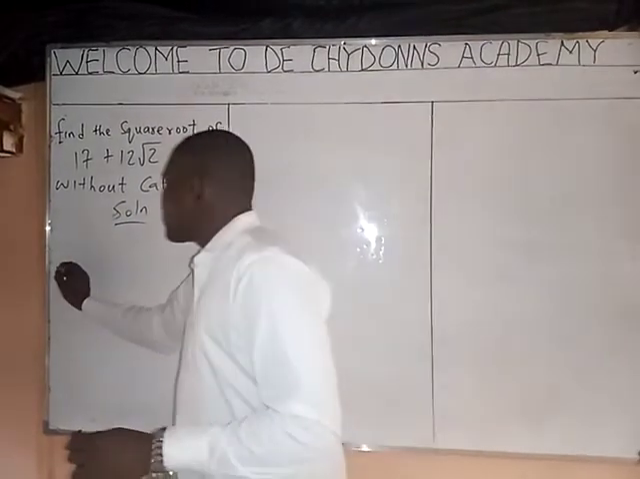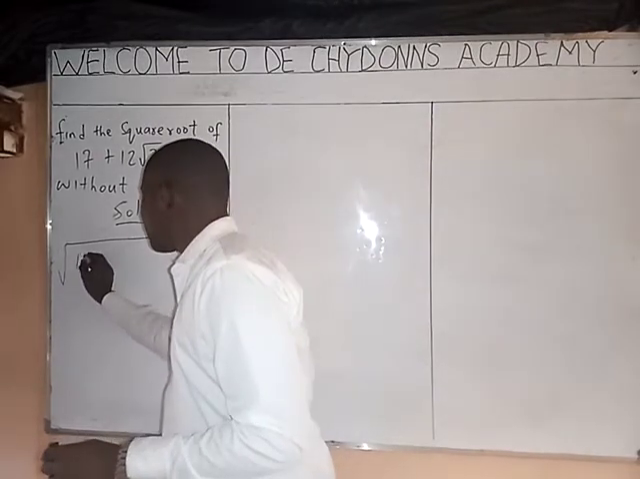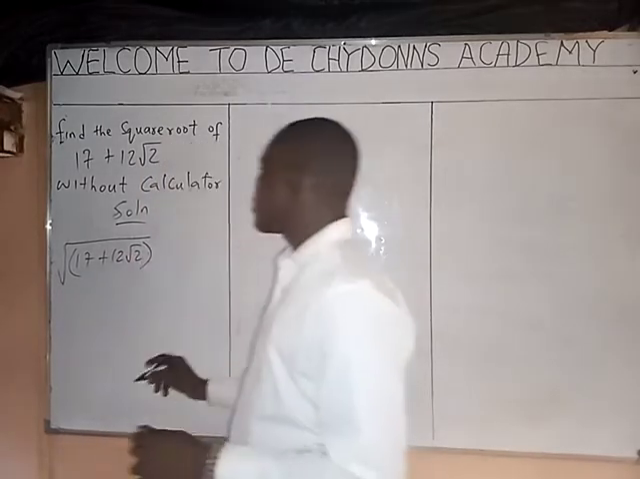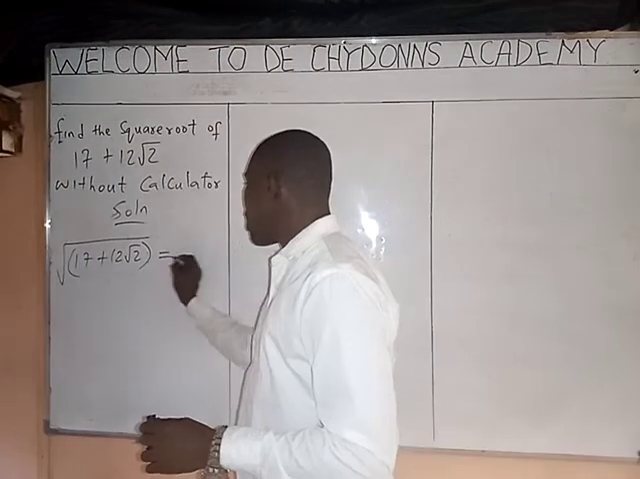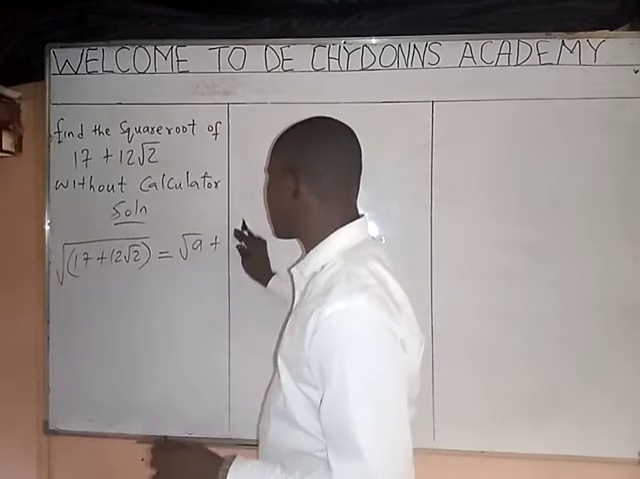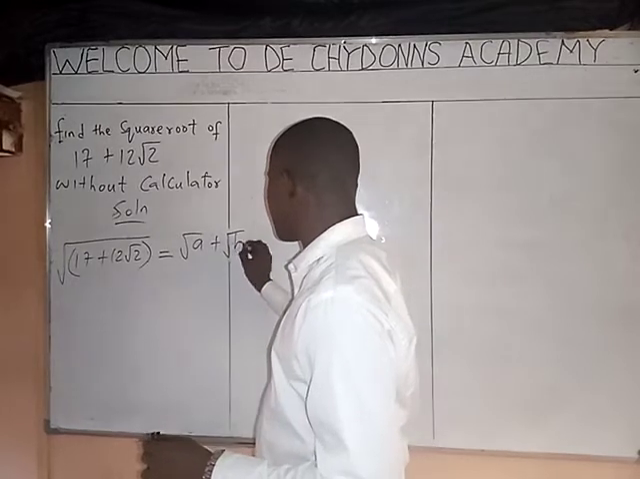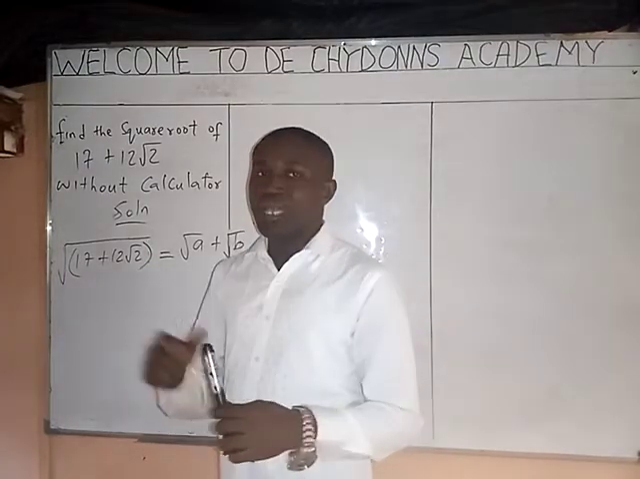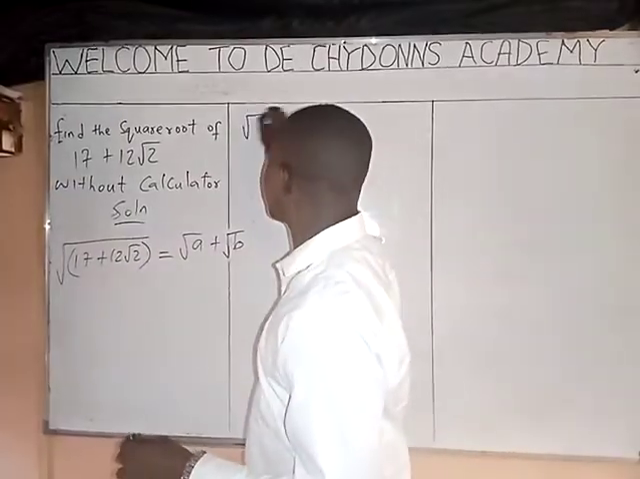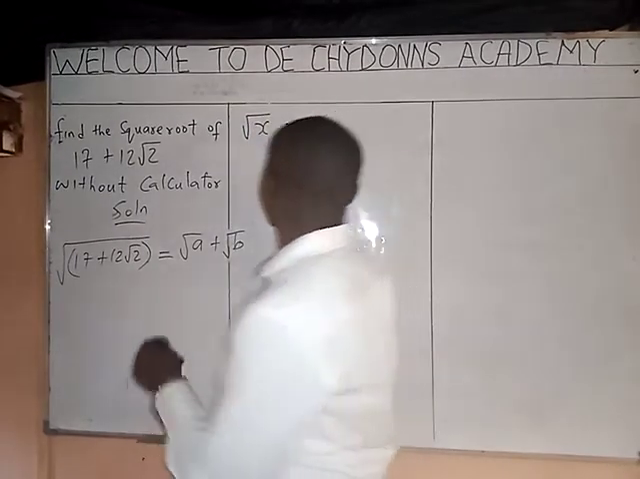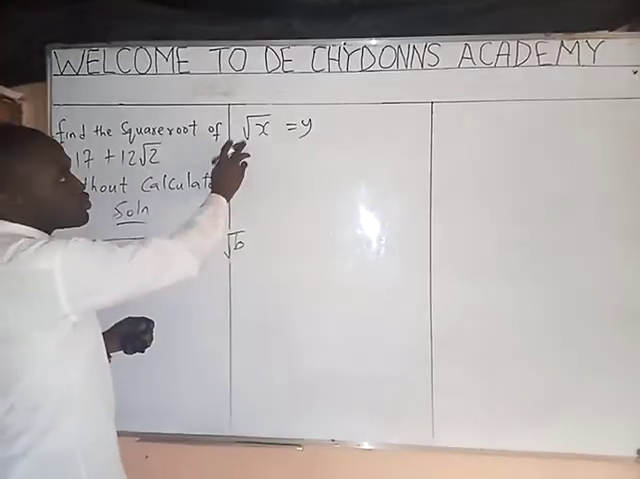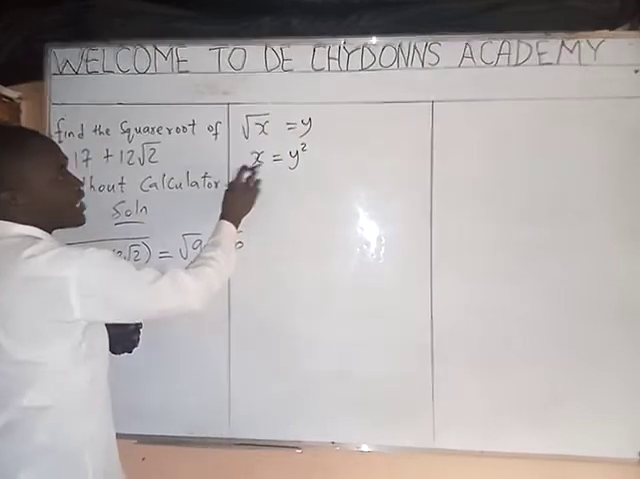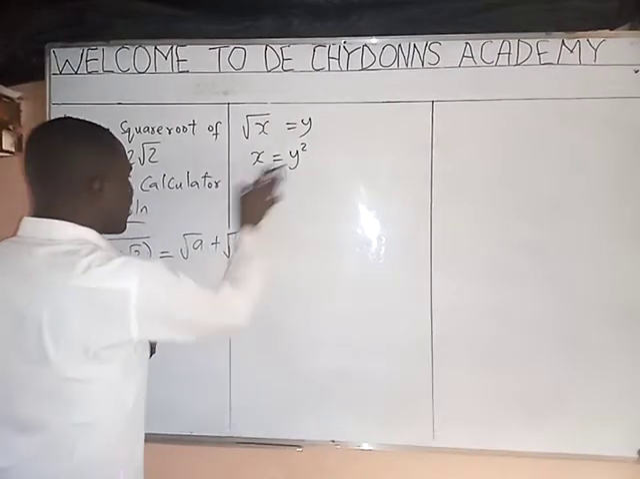you say, they say get the square root of 17 plus 12√2. Now, the square root of this is equal to square root of A plus square root of B. Then you remember in mathematics that when you have square root of x equal to y, and you remove the square root and write only x, it means put power of 2 to the other side, so you'll have x equal to y squared. So we use that principle and apply it here.